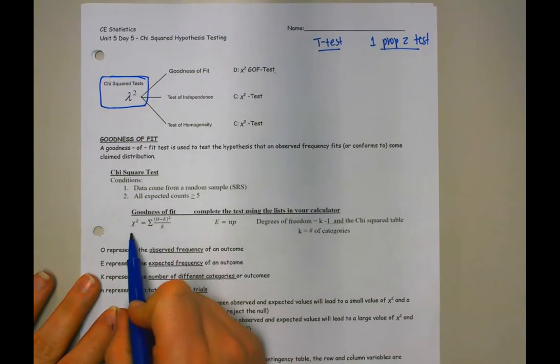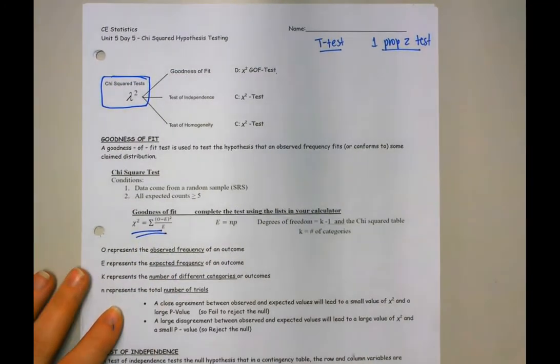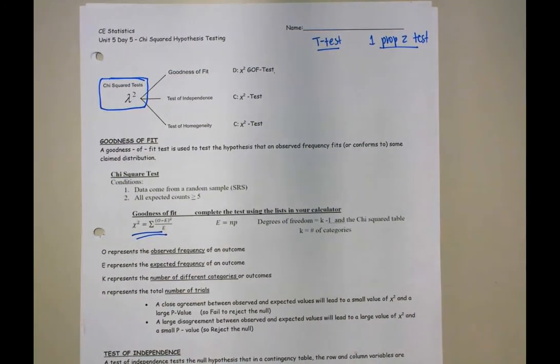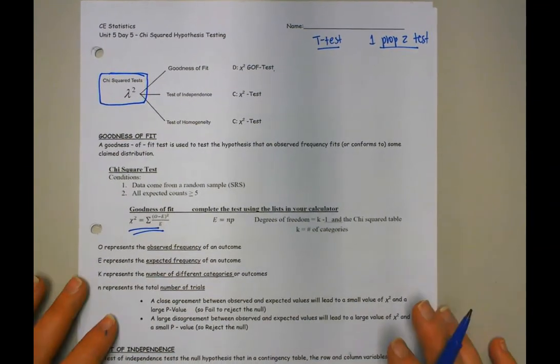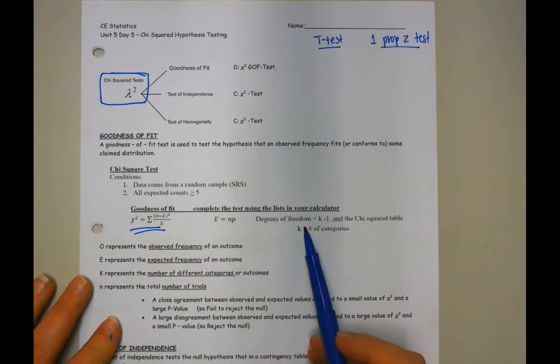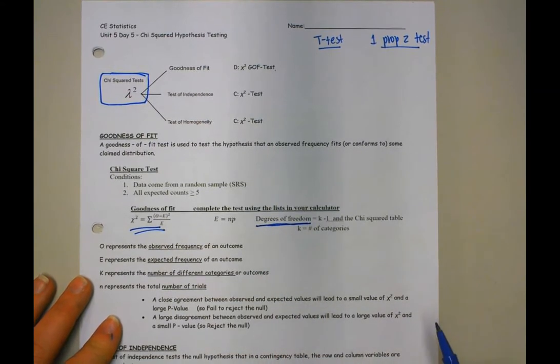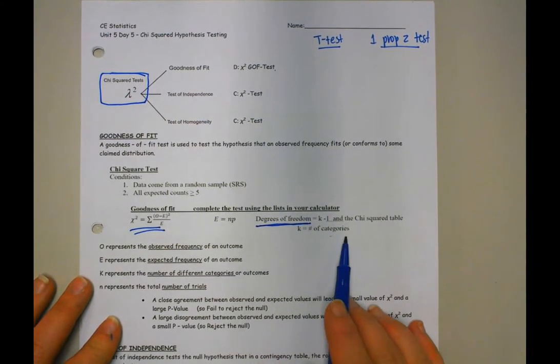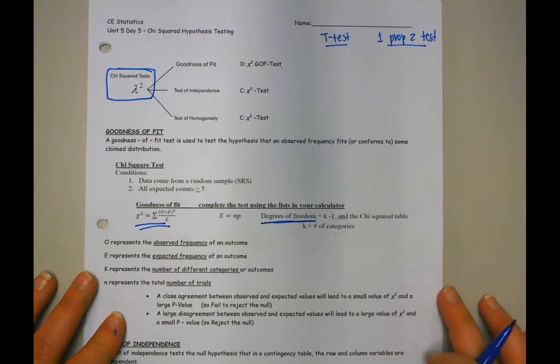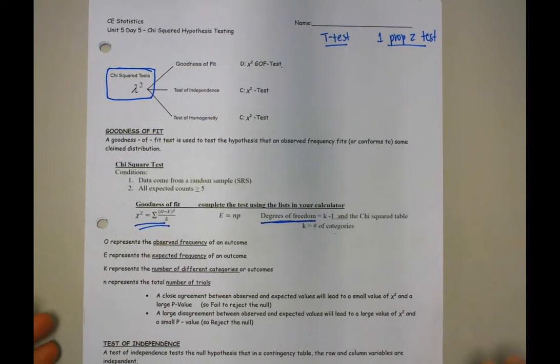So here's the formula if we wanted to find our own goodness of fit test. We are very fortunate that our calculator does it for us, so we don't need to be able to, but there is a formula that we could use. One of the things that we need to know is how to find degrees of freedom. Degrees of freedom is just the number of categories minus 1. And I'll show you how that comes into play with some of the practice problems that we're going to end up doing.